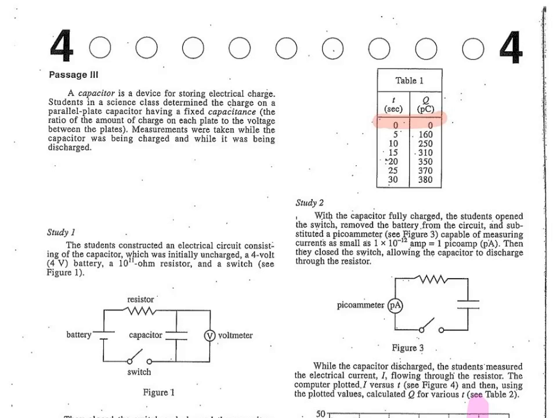We are now looking at passage 3 from ACT 70A. This passage deals with a capacitor and a battery that is set in the capacitor, and there are two various studies. In study 1, we see that the battery is being charged, and in study 2, it is being discharged.